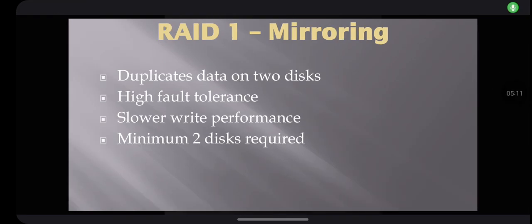In RAID 1, how does the diagram work? It is also called mirroring. As shown in the diagram, every piece of data is copied to both disks. So A1 is on both disks, A2 is on both, and so if one disk fails, the other has a full copy. It gives great reliability but uses double the storage.